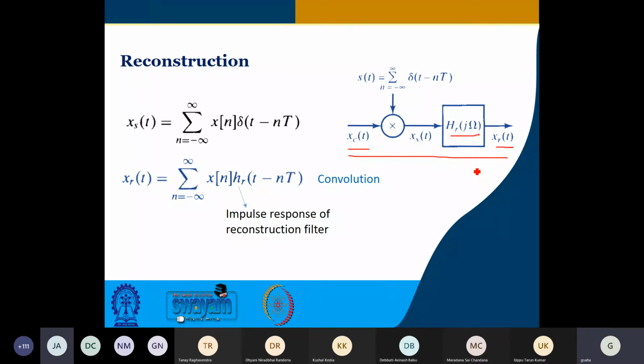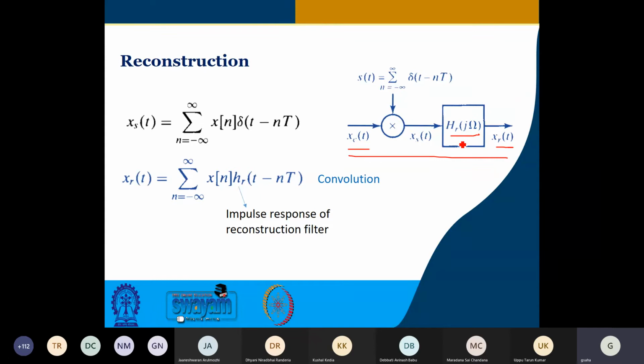Fs by 2 can also... Fs by 2, right? So that is the Nyquist rate, whatever sampling rate you have used. It's just half of it, right? Okay, so that is sufficient.